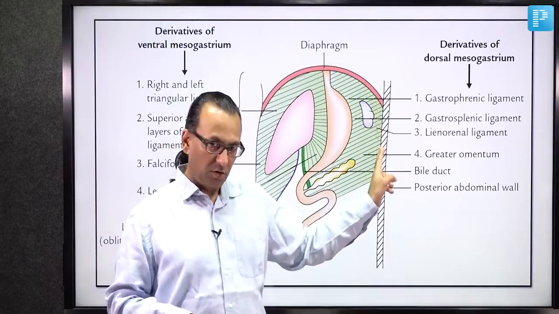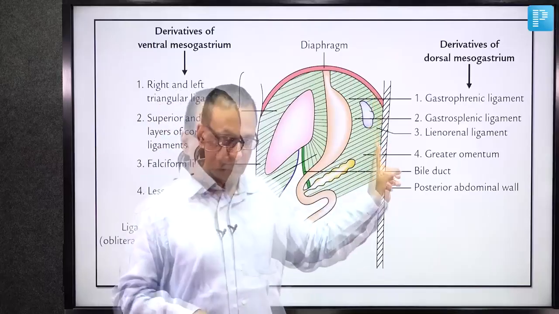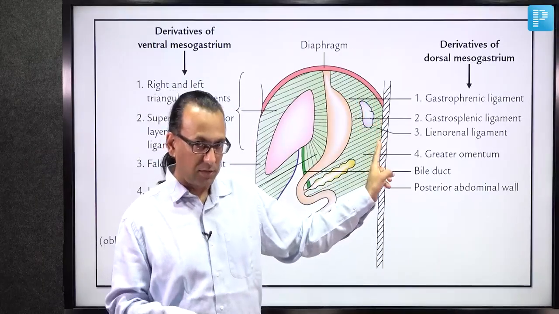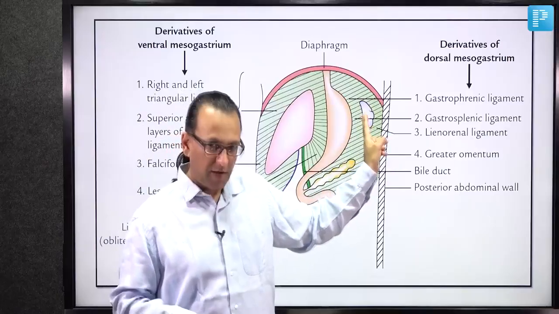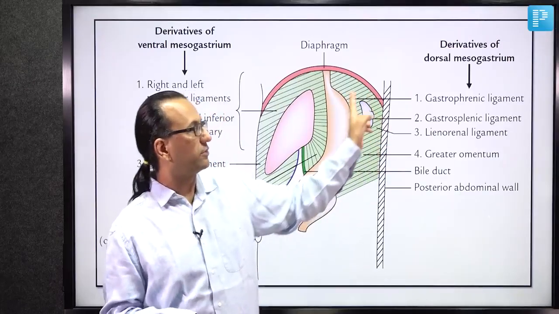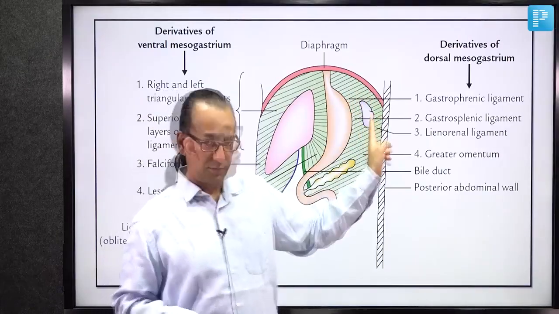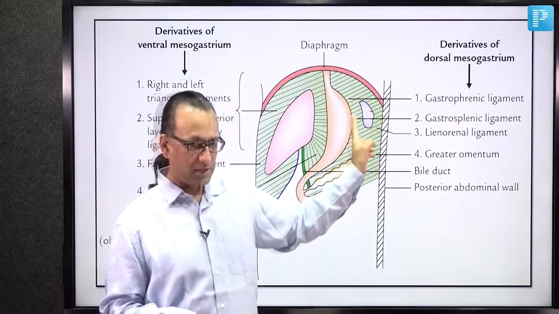Abdominal aorta, which is lying on the posterior abdominal wall, will be giving the splenic artery to spleen, and that splenic artery will be carried by the splenorenal ligament. The splenic artery gives some branches to the greater curvature of stomach, that is the short gastric arteries, which will be then carried by the splenogastric ligament.